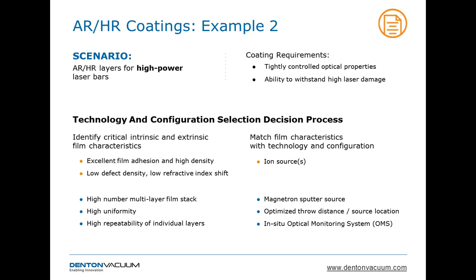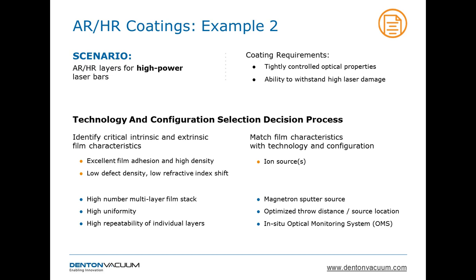So how do these translate? How do we go through our decision process in this case? Again, starting with identification of critical intrinsic and extrinsic film characteristics, we would see that we would need excellent film adhesion, but we also need high density. We will need low defect density and low refractive index. So ion sources would address, in this case, most of our concerns.